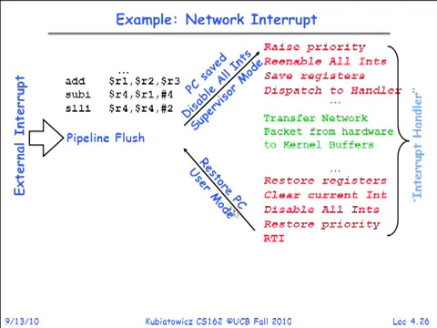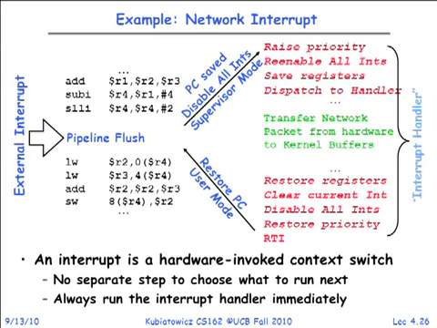Okay? So basically an interrupt is a hardware invoked context switch. There isn't necessarily a separate step to decide what runs next, because when we cause our interrupt, what we run next depends on which interrupt it is. So if it's the network interrupt, we run network interrupt code. If it's the disk, we run disk interrupt code. Part of what this code could do is, say it's a disk interrupt that says the packet just came in.